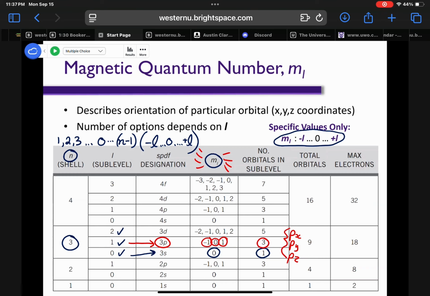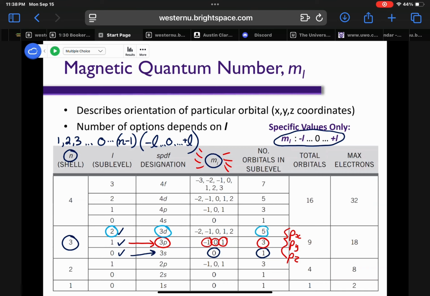Let's go up to L equals 2. If n is 3 and L is 2, that means we're talking about s, p, d. We're talking about a 3d orbital. ML options depend on what L is. If L is equal to 2, then ML can go negative 2, negative 1, through to 0, from plus 1 to plus 2. That gives us 5 different options.